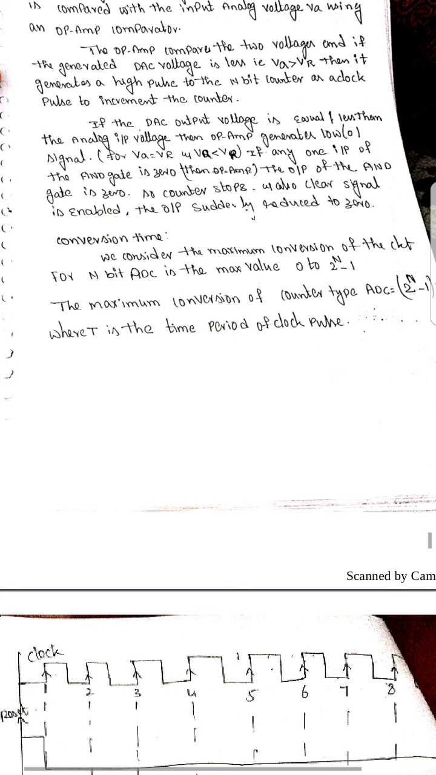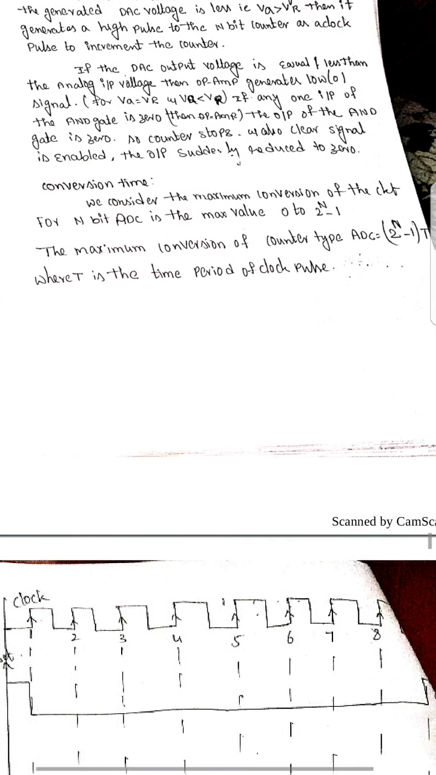For VA equal to VR and VA less than VR, if any one input to the AND gate is 0, then the output of the AND gate is also 0. So the counter stops stepping, and when the clear signal is enabled, the output suddenly reduces to 0.